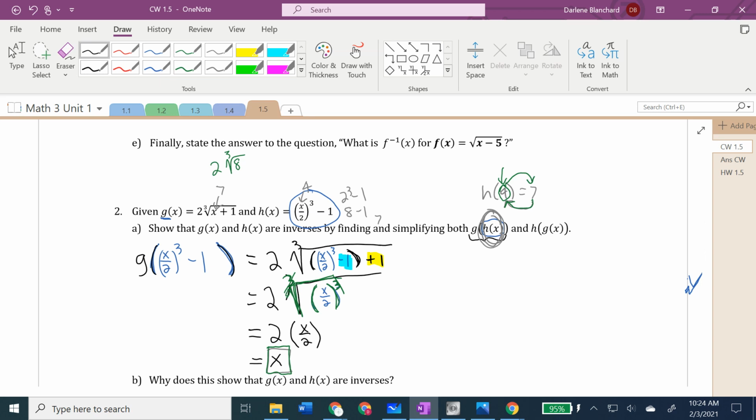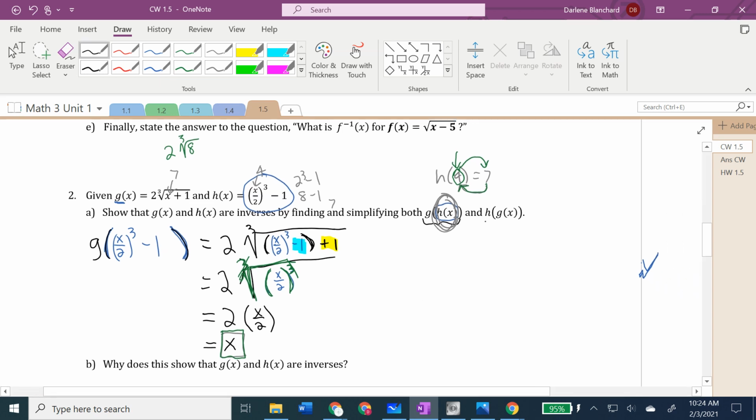Now, we're going to do the same thing with the other way around, because to be inverses, it has to go both directions and be correct in both directions. I'm going to do h of, and then I'm going to write g of x is 2 times the cube root of x plus 1. Then my h function is x over 2 cubed minus 1.